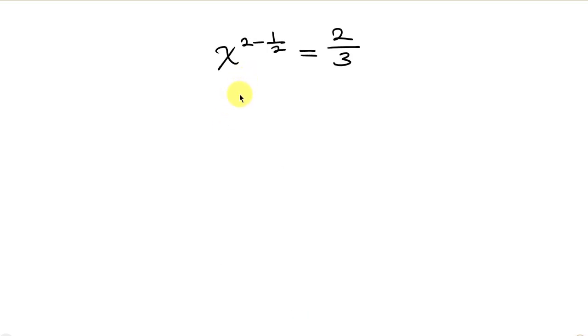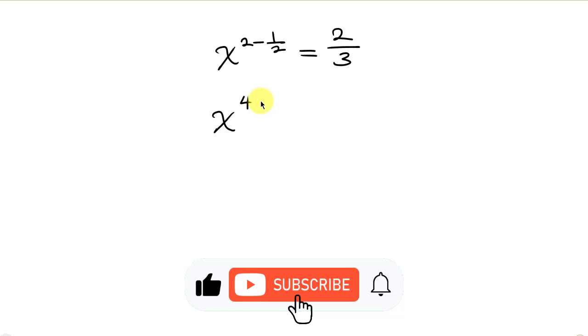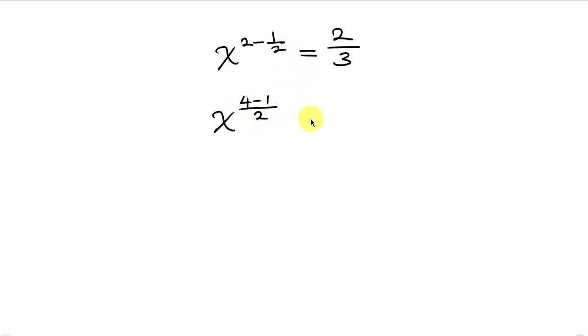And now simplifying further, we have x. Now we have a fraction here. So 2 times 2, that is 4, minus 1 all over the denominator 2. And this is equal to 2 all over 3. So this simplifies into x to the 4 minus 1 is 3 all over 2. This is equal to 2 all over 3.